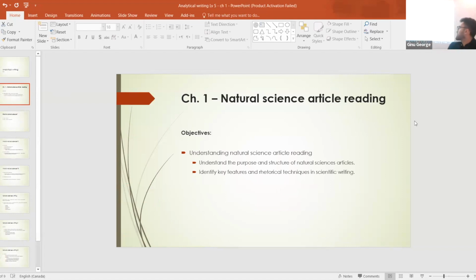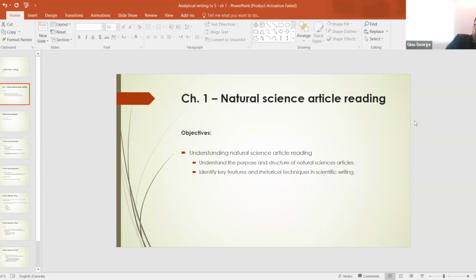Just going to lay out the objectives here. First, the overall goal will be to understand what natural science article reading amounts to, and some of the techniques that are helpful in analyzing any articles you'll come across, especially if you're trying to go into any of the sciences or the hard sciences, as they call them. And to do that, we're going to do two things.